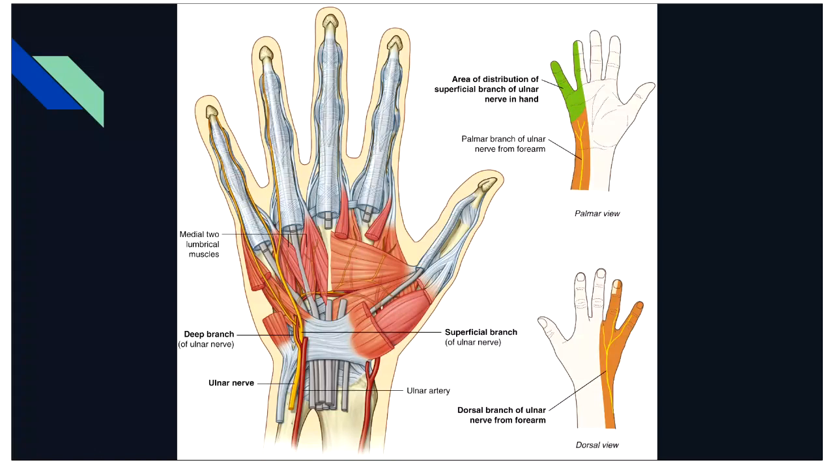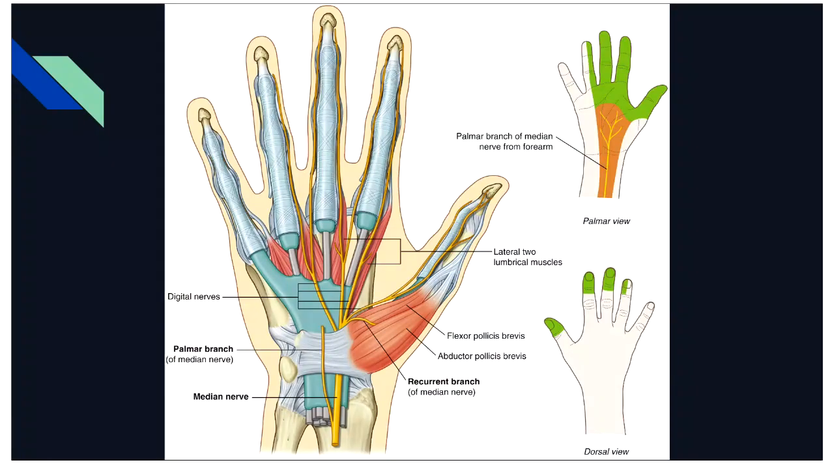What is the distribution of the superficial branch of the ulnar nerve, or what does the ulnar nerve innervate in the hand? So like I said, it's this side of the wrist, the ulnar side, right? The pinky finger. You're going to get half of, oh yeah, I said it wrong, half of the ring finger, and then the pinky finger, okay? This is your dorsal view. Know that.